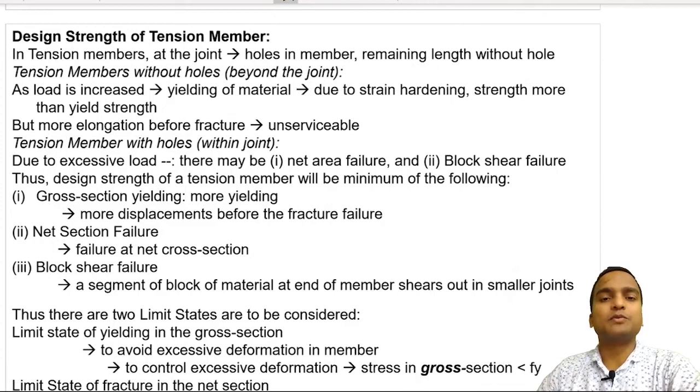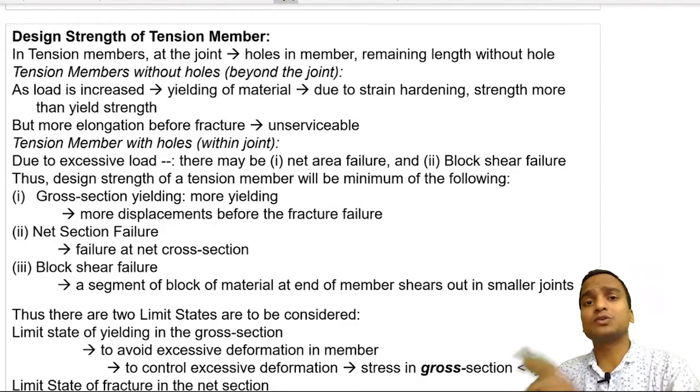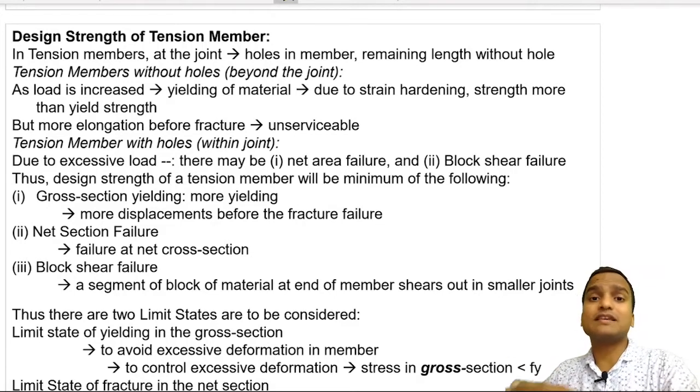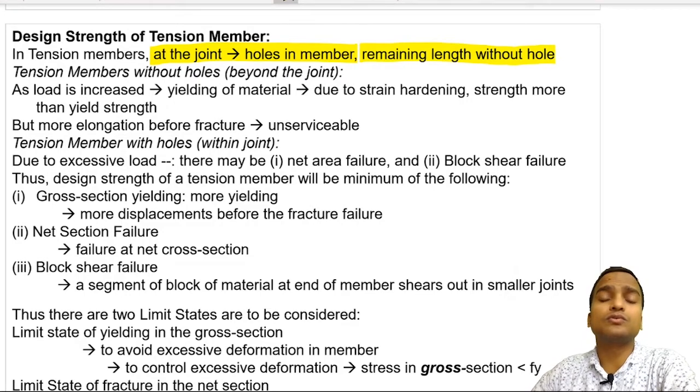Hello and welcome everyone. In this video we will be discussing the design philosophy behind tension members. If we look at tension members, there are two regions: one is at the joint and one is without the joint. At the joint there are holes in the member, and the remaining length is without holes. So there are two regions in a tension member.